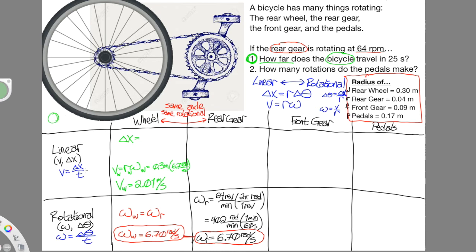Delta x from this formula over here, rearranging that, delta x is just v times t. So if we want delta x of the wheel, we need v of the wheel times the time, or 2.01 meters per second times 25 seconds. That means delta x turns out to be 50.3 meters. And that's our answer. That is the linear distance, how far the bicycle travels in 25 seconds.